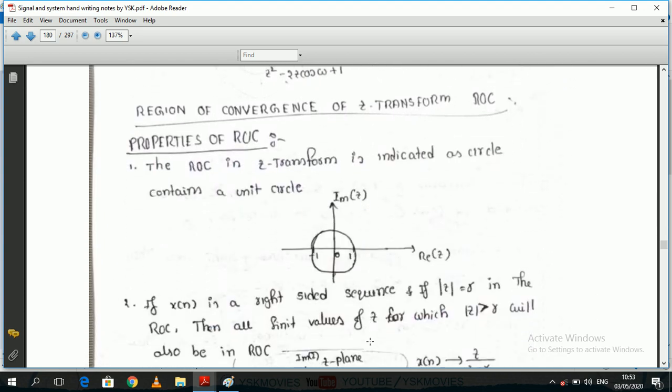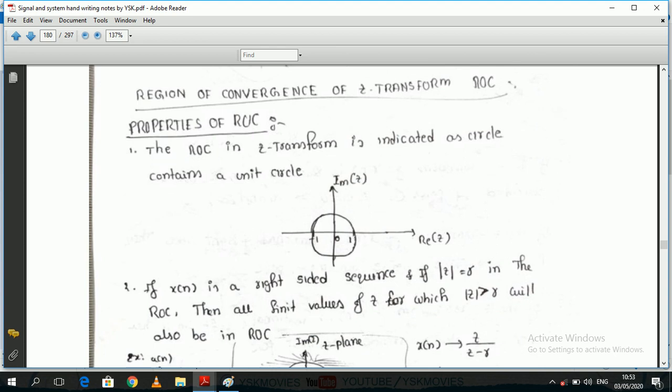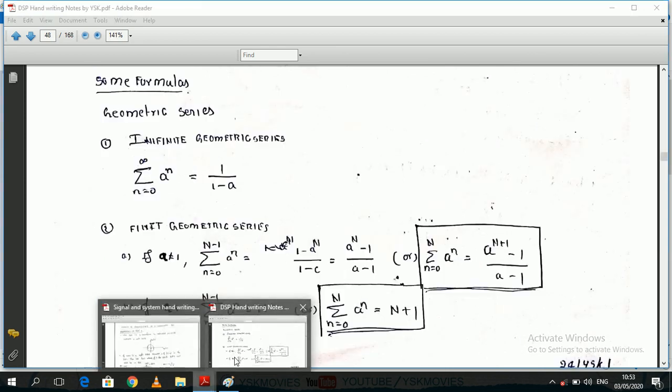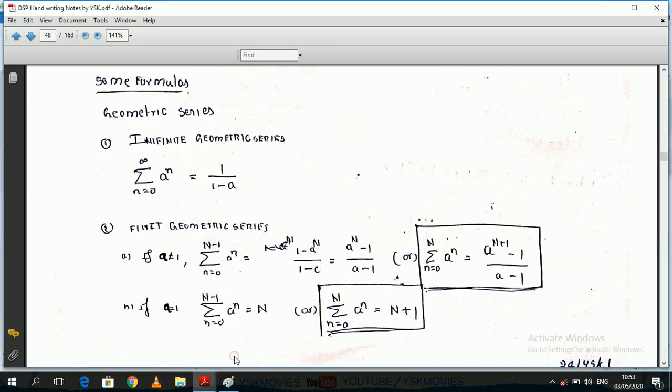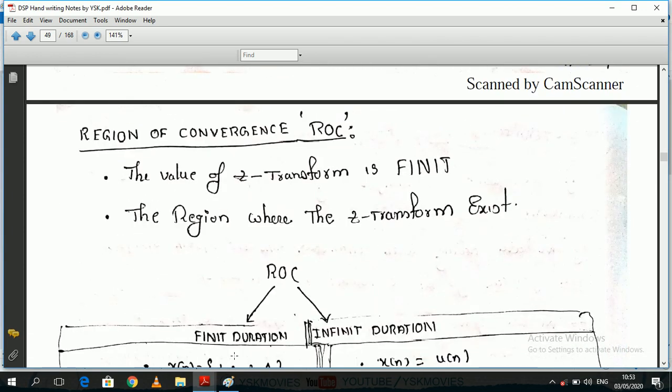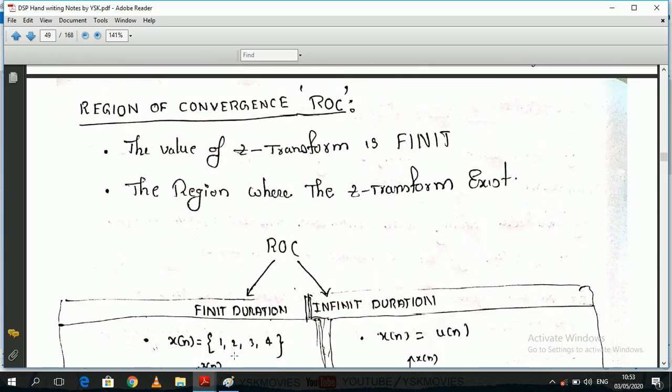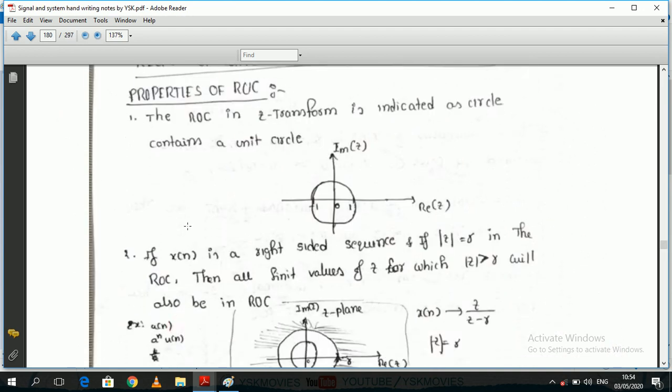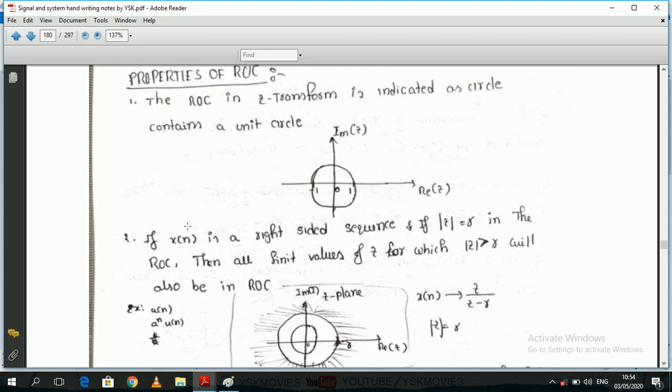So region of convergence. Let's see region of convergence. Of course, in the Laplace transform also we know the region of convergence. So region of convergence is nothing but where the value of the z transform is finite. First of all, two points you should know: that the value of the z transform is finite, the region where the z transform exists. So ROC, there are some properties.